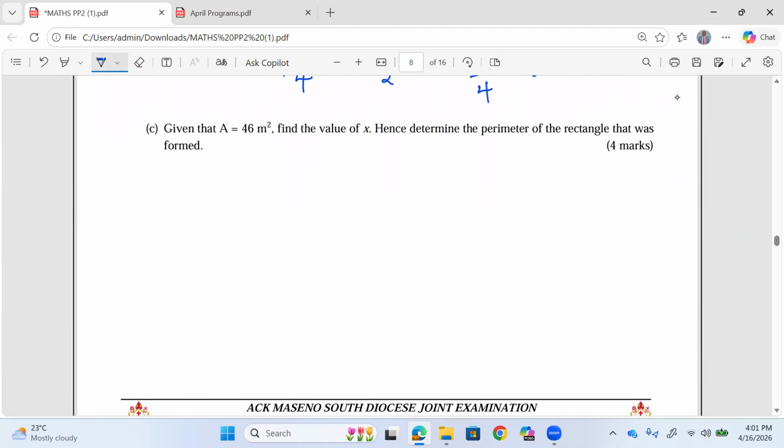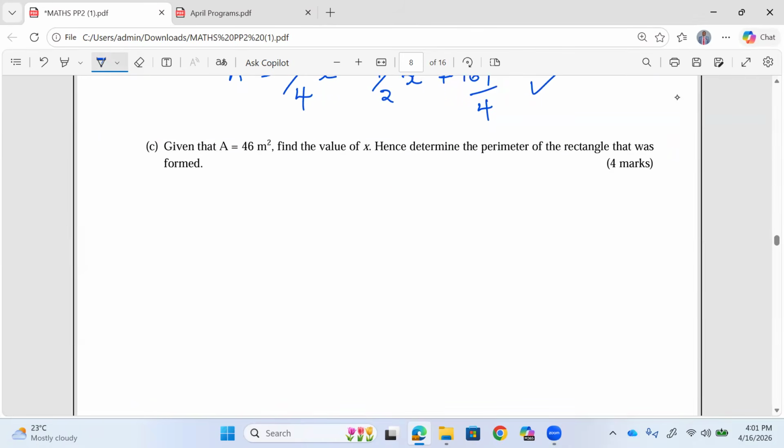So this question now is having a part C. We can read the part C together. Given that the total area equals 46 meters squared, find the value of x and hence determine the perimeter of the rectangle that was formed. So let's get the value of x.